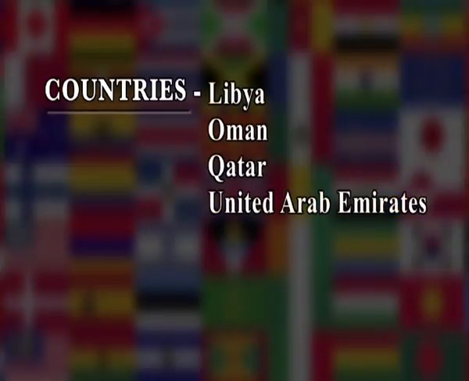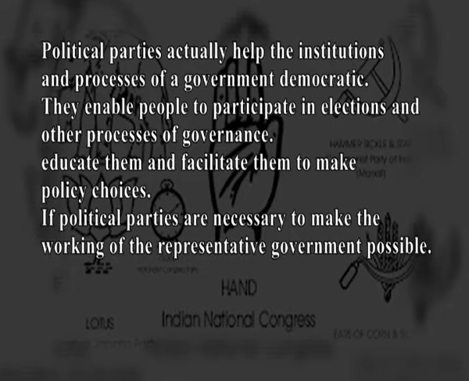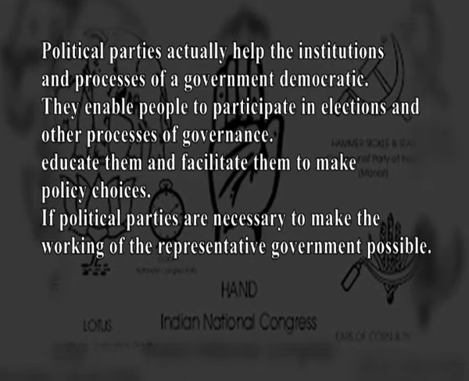In the present day democratic countries, political parties are considered as essential components for the formation and working of the government. Of course, in some countries like Libya, Oman, Qatar and the United Arab Emirates, there are governments without parties, and these countries are not democratic and political parties are banned there. We can therefore infer that democracies function successfully in countries which have competitive party system, and political parties actually help make the institutions and process of a government democratic.